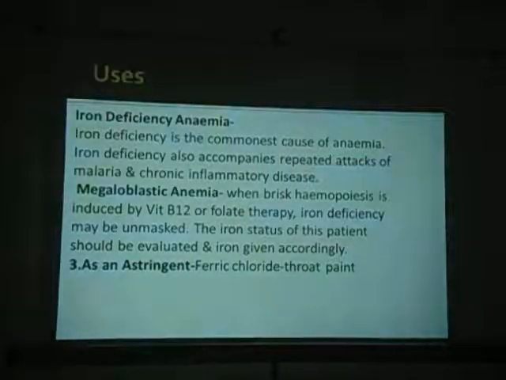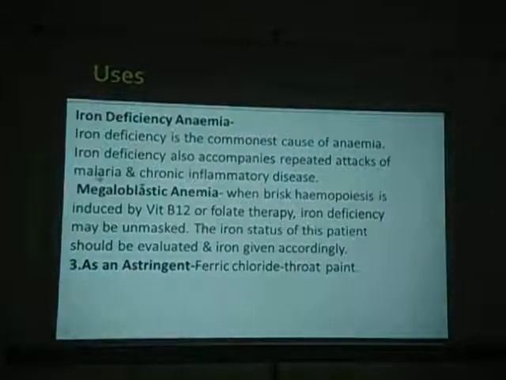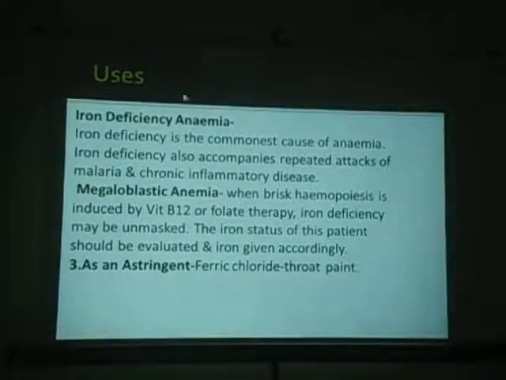What is the normal hemoglobin percentage? It should be 13 to 15. Okay, you know that. So if it is more than 10, we can go for oral preparations like ferrous ascorbate, ferrous sulfate, all these things are there. So iron deficiency anemia, the commonest cause of anemia, is where we can use it. Repeated effect of malaria where there can be blood loss, chronic inflammatory disease. In all these conditions which can lead to iron deficiency anemia, we can go for it.